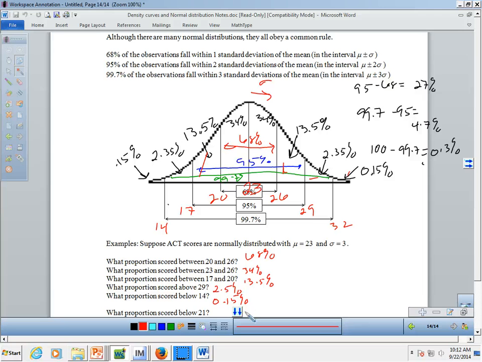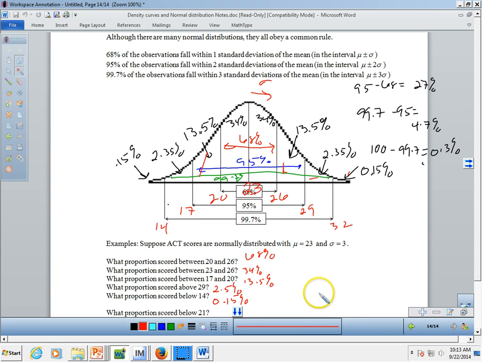So what did you score on the ACT if you took it? And if you did take it and you remember what you scored, can you see what proportion of test takers scored higher than you or lower than you? That all depends on if you fall on one of these standard deviations or not.